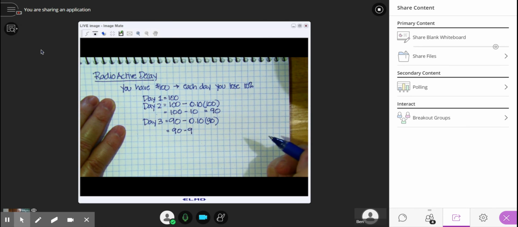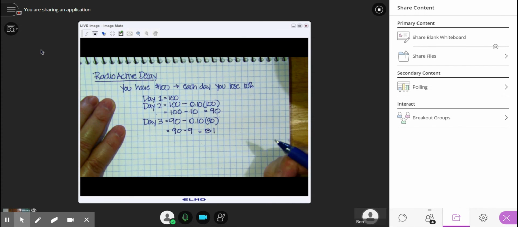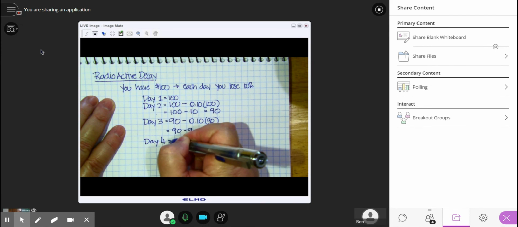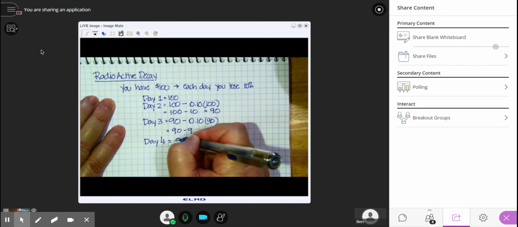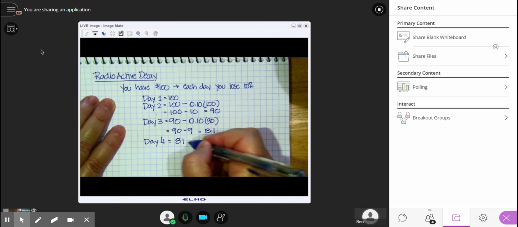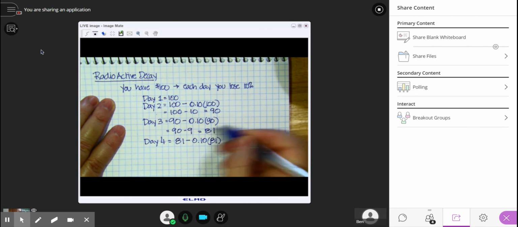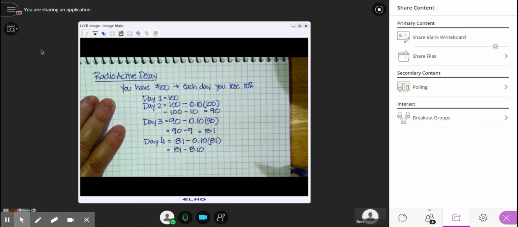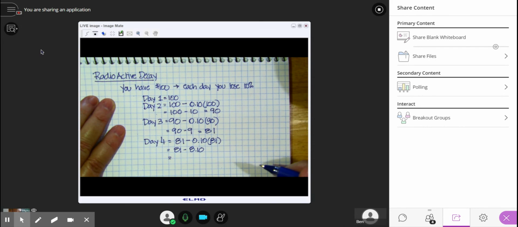This is 90 minus 9, leaving you with 81. On day four, you're going to lose 10% again, but you're only starting with 81. So when you lose 10% of that, that's 81 minus 8.1. So what's that going to be? 72.9.